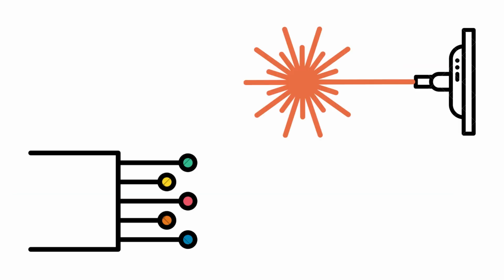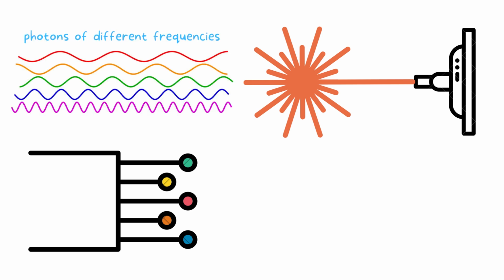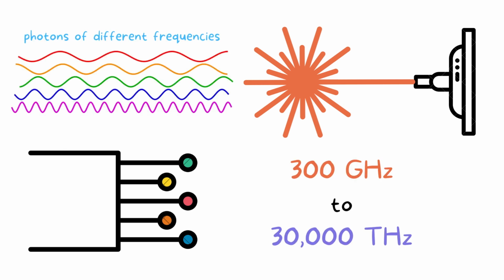There are two ways to send these photons, either through fiber optic cables or through a laser pulse that is beamed across open space. The frequency of the laser could range from 300 GHz to 30,000 THz, or from an infrared waves frequency to an ultraviolet one. The exact frequency varies from experiment to experiment because they're each testing different things.